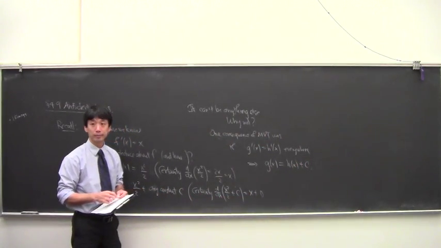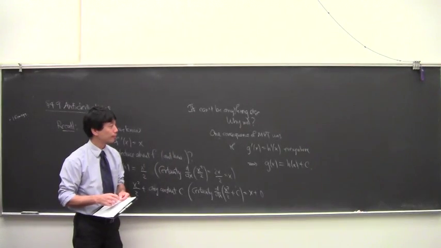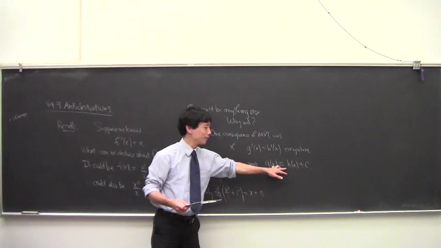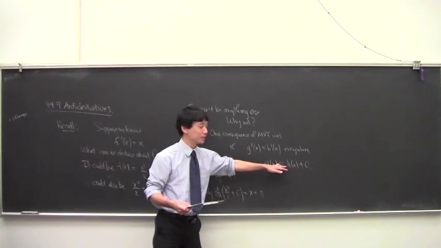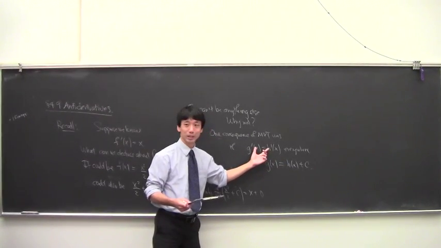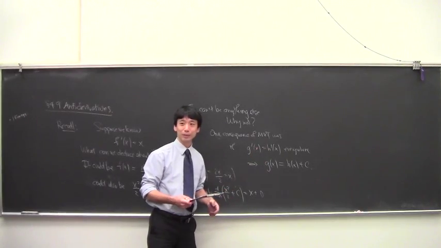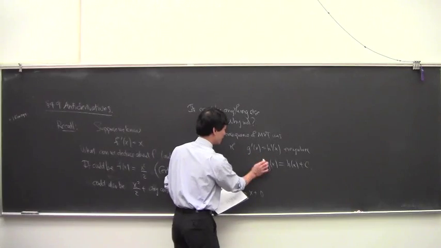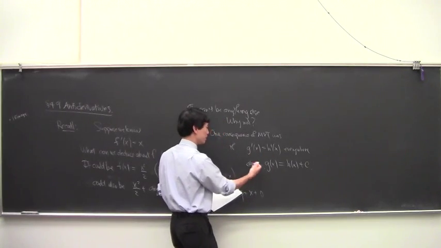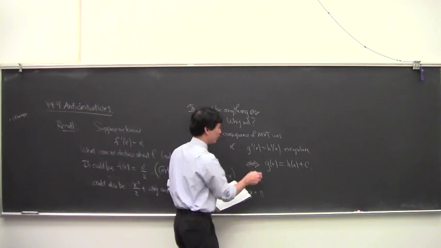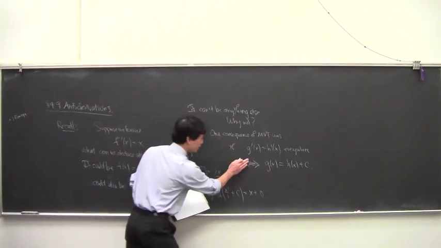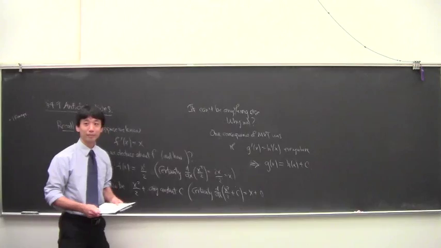Could it be vice versa? Certainly, vice versa is true, right? If two differentiable functions differ by a constant, then they'll have the same derivatives everywhere. So the mean value theorem makes that a two-way statement. This way is immediate, but the mean value theorem gives it the opposite direction.